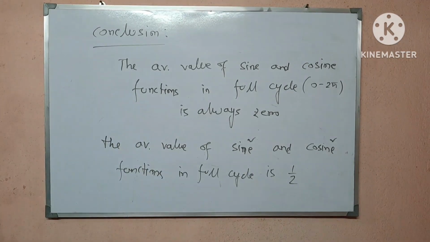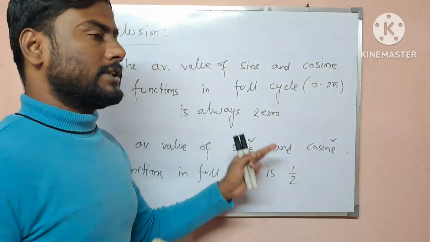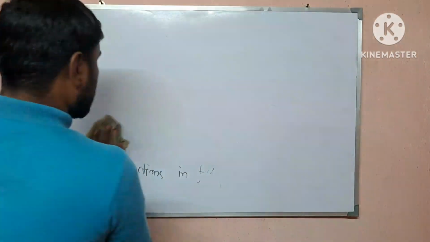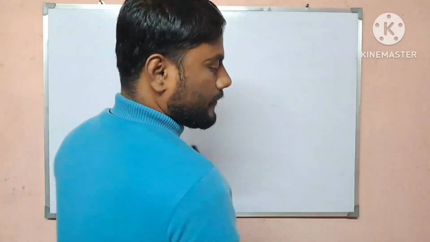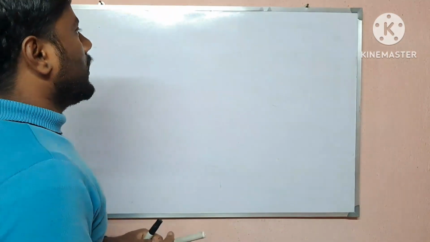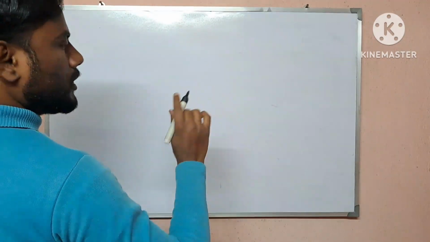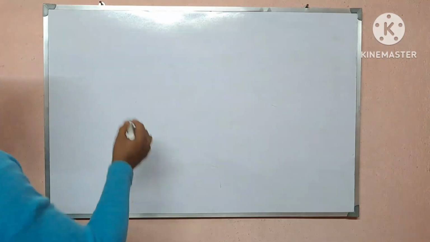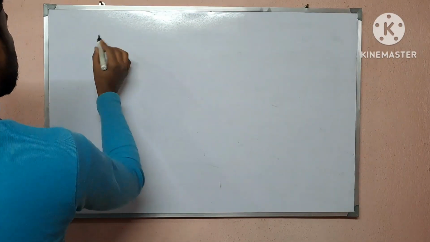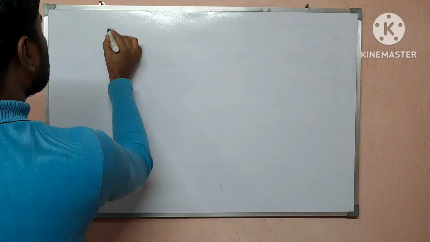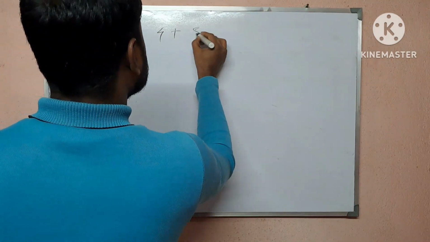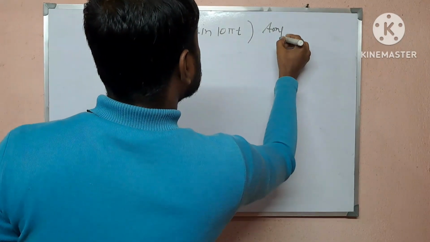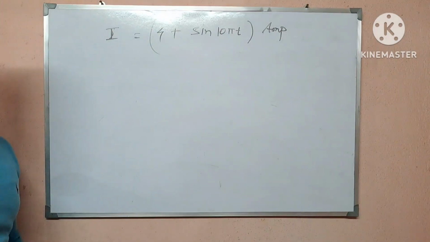Now the interesting thing is where we will use all these concepts in physics. We will use this concept in several places, just like for class 12 alternating current. They may ask you a question that the current I is given, I equal to 4 plus sine 10 pi t ampere. So calculate the RMS value of current.